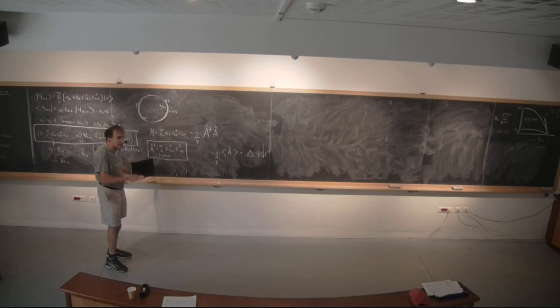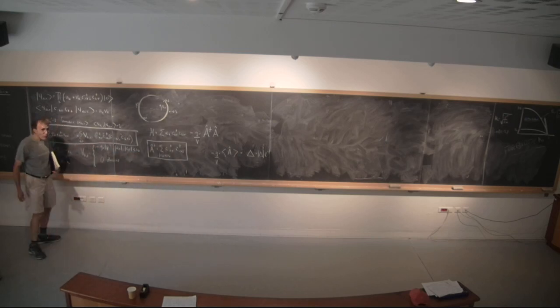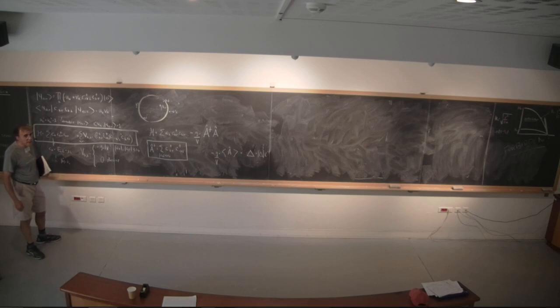There's no assumption here. This is a Hamiltonian. It's the result of setting V of k k prime equal to minus g naught. That's all it is.